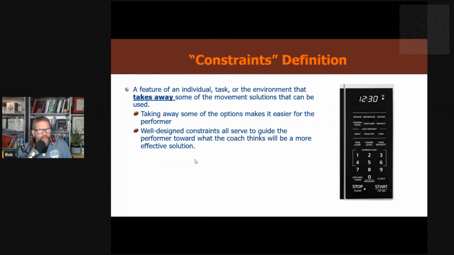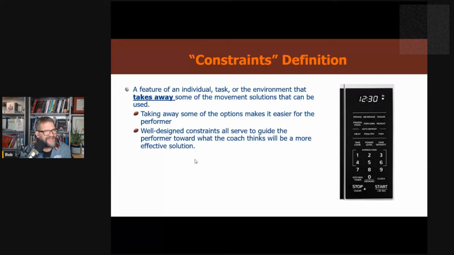Okay. So what are constraints? Why do we call them constraints? I know it can be a confusing term for a lot of people. Here's how I define it. A constraint is a feature of an individual, task or environment that takes away some of the movement solutions that can be used. Why is this important? Because of the multiple degrees of freedom in our body, there are almost an infinite number of movement solutions we could use, if we count all the different ways we can program the forces and movements of the joints in our body. Taking away some of these, paradoxically, makes it easier for the performer.